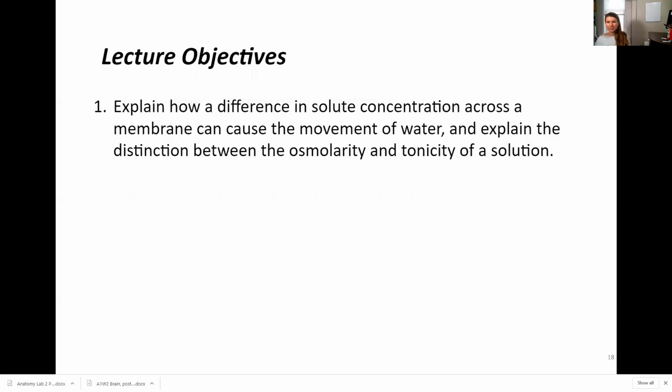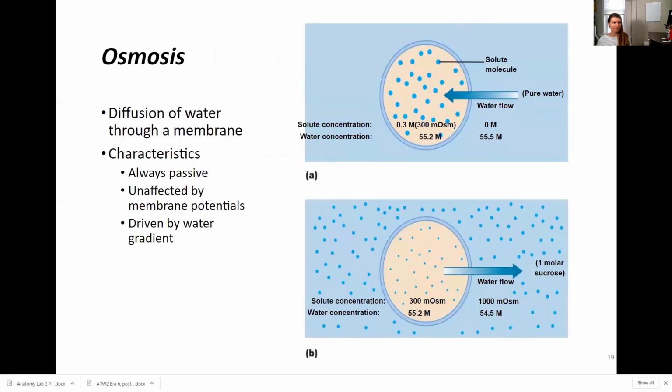So you've probably seen the word tonicity before, if you've learned about osmosis before, which I think you all have. But you may be a little bit less familiar with this word osmolarity. We're going to talk a little bit first about the difference between these two things. Okay.